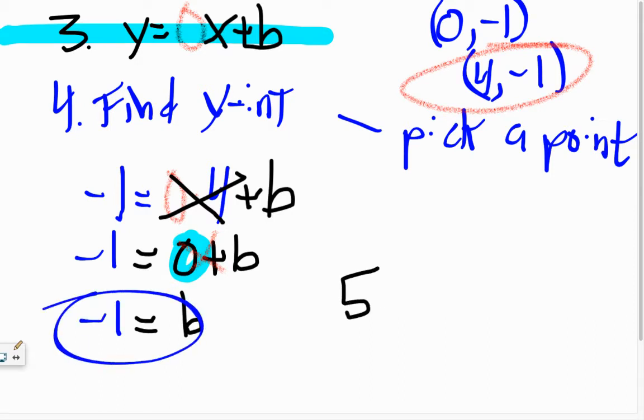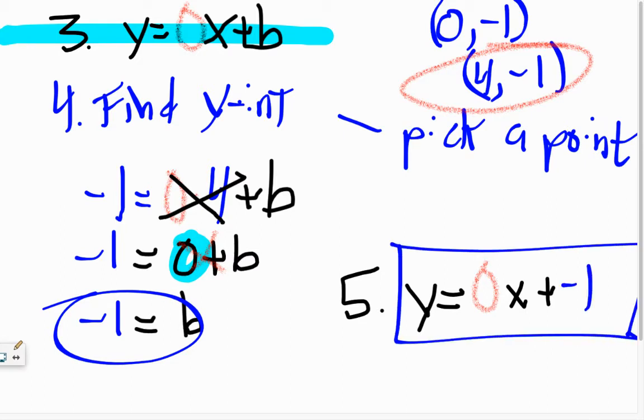So then again, step 5, y equals 0x plus your b, your y-intercept, your initial value. If you need to use one of the points to plug it in, you can. If not, you don't need to go through that extra step. If you didn't notice it, that's fine. You can do that work.